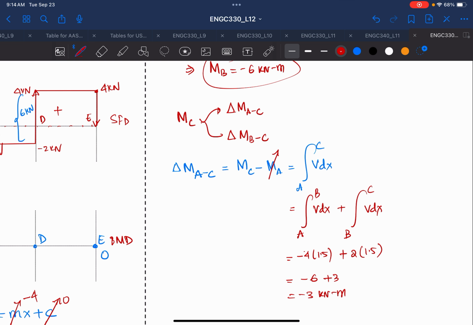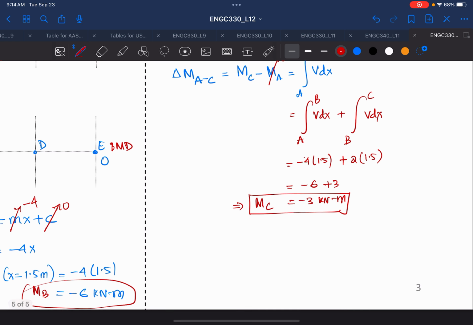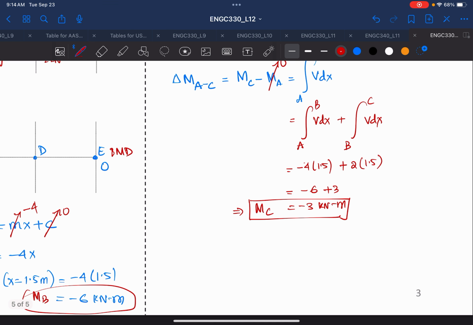And we already know that the moment at A is equal to 0. So this implies that MC must be equal to minus 3 kilonewton meter. And also now we can find the change of moment from B to C, which will be equal to MC minus MB, and this will be the integration from B to C of your shear force diagram.